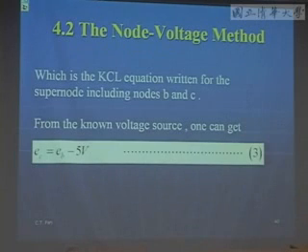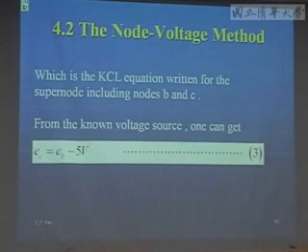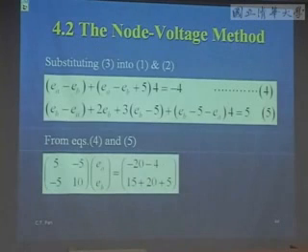Okay, so when we substitute, here we choose EB as unknown. In that case, EC is equal to EB plus 5. This is known. So we can substitute EC into the previous equations. And we get the final result. Two unknowns, two equations. This is in matrix form.